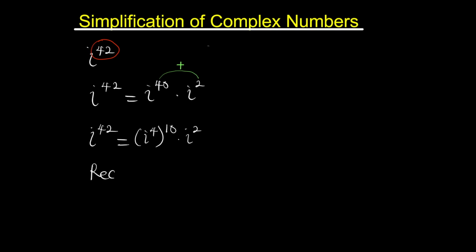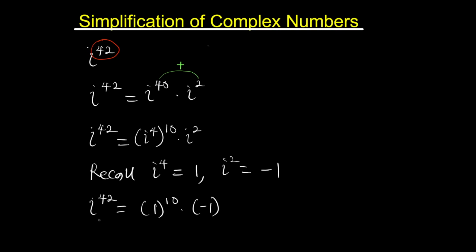But recall that i to the power of 4 is equal to 1. i squared is equal to negative 1. By substituting, we are going to have that i to the power of 42 will be equal to 1 raised to the power of 10 times 1 raised to the power of 10 is 1. Hence, we are going to have that i to the power of 42 is equal to 1 times minus 1, which is equal to negative 1. Therefore, the answer is minus 1.